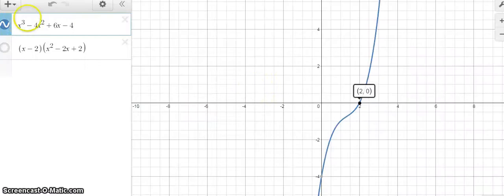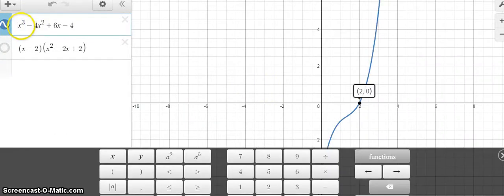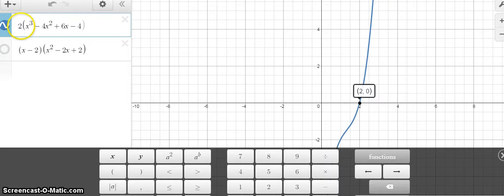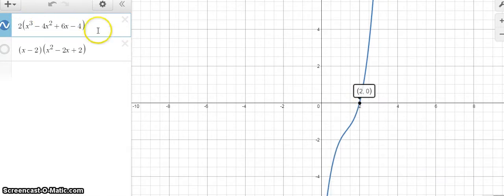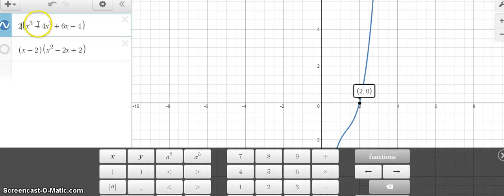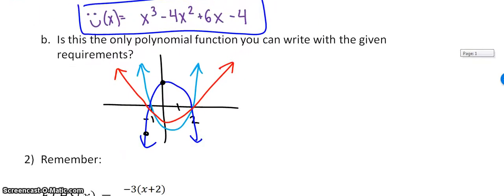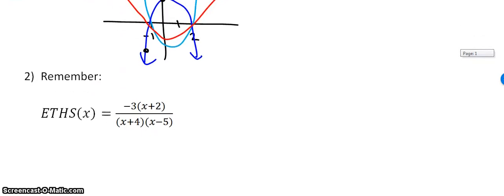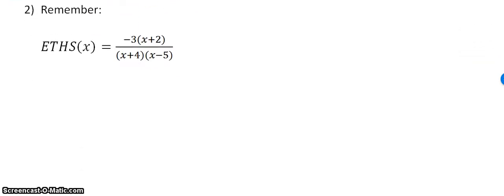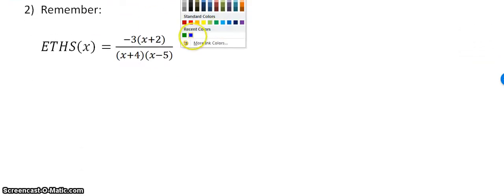Let's say I multiplied this whole thing by, I don't know, 2, pick a number. I would still have that intercept at 0, but the way my function is stretched is a little bit different then. So you can see how that a value would change it. Keep that in mind when you are writing polynomial functions. If I give you more information, think about how you would use it to write a more specific and unique equation. Let's move on to rational functions.